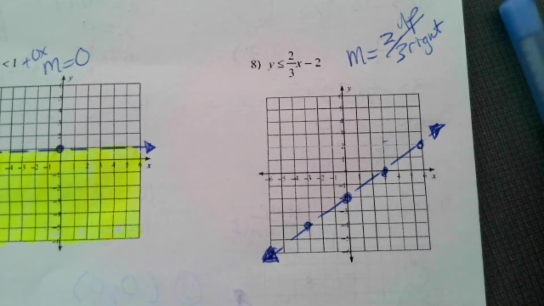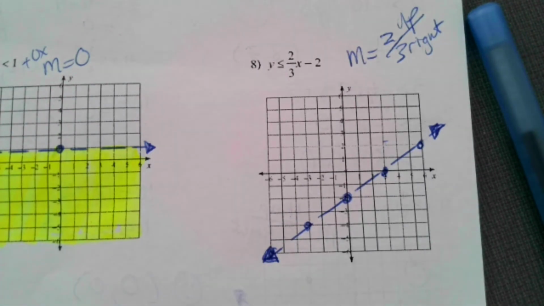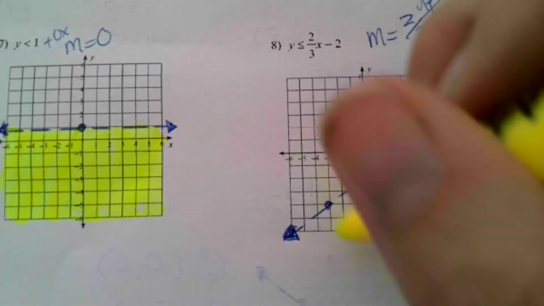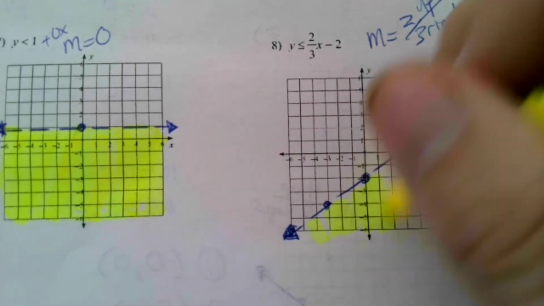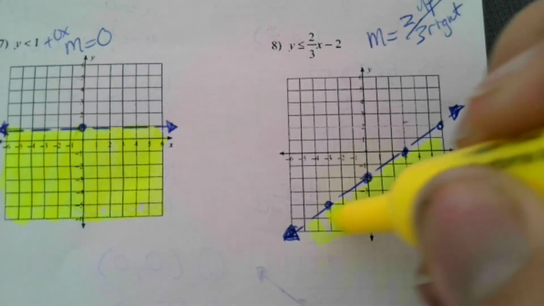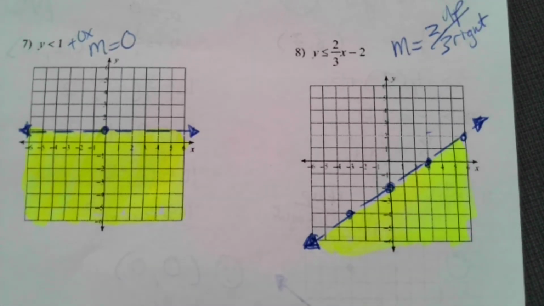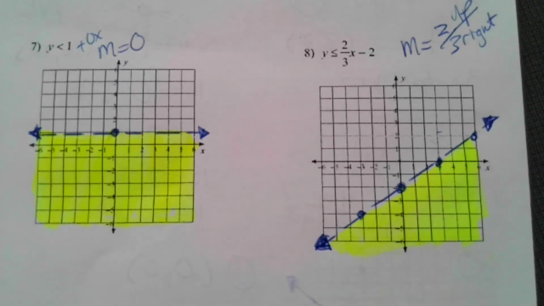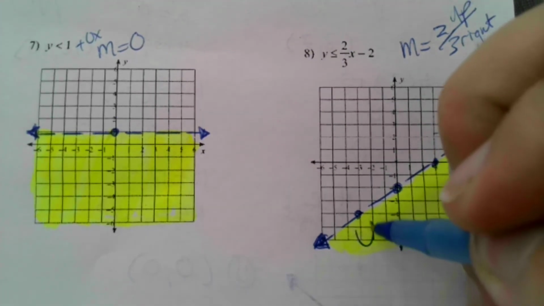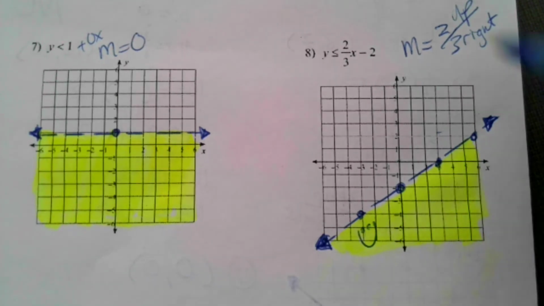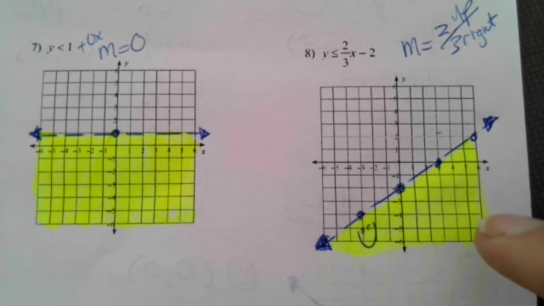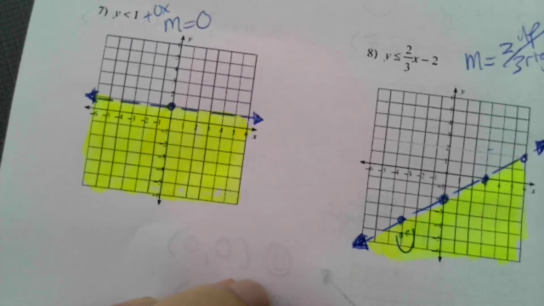And am I going to shade above or below? Below. Yeah. Which part is the smiley face? Blue. Or line blue. Right. I don't know why I did a dashed line. I was supposed to do solid. Don't ask me why I did that. Let me fix that.